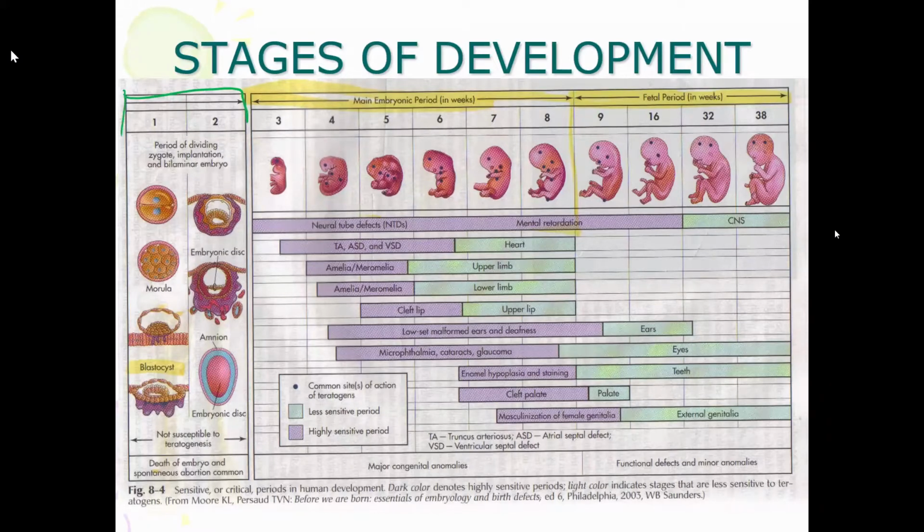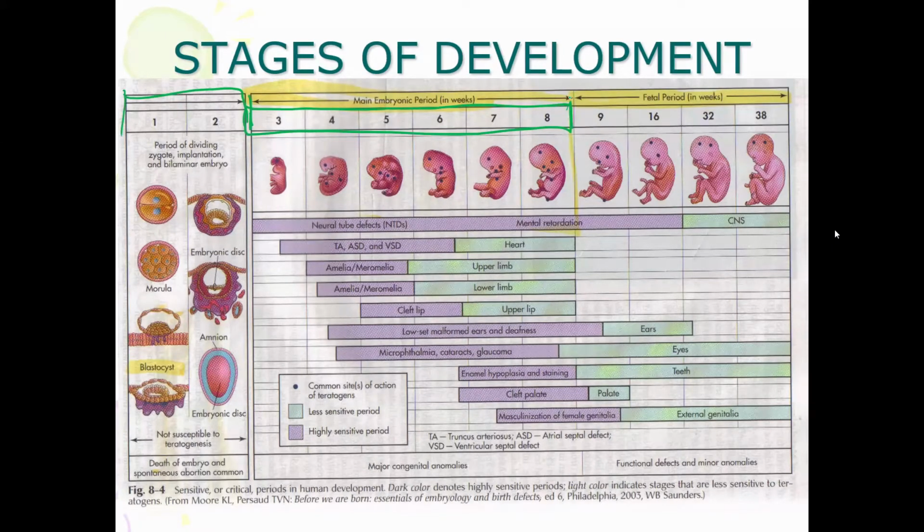Then the first organ to form is the notochord, and it induces the formation of the central nervous system, usually the neural tube, and the neural tube gives rise to neural vesicles. If there is any defect in the closure, it can cause a neural tube defect. So the embryonic period starts from week 3 to week 8. This is the main embryonic period.